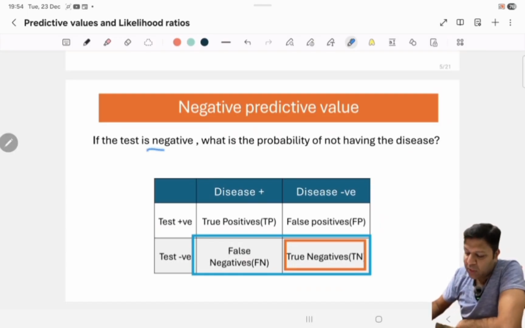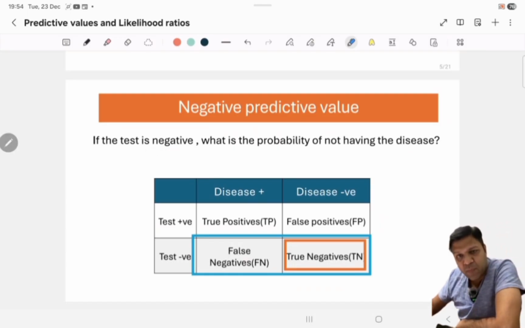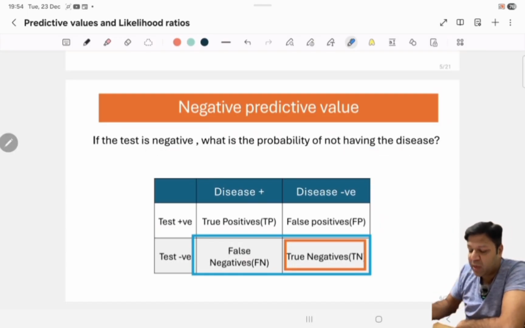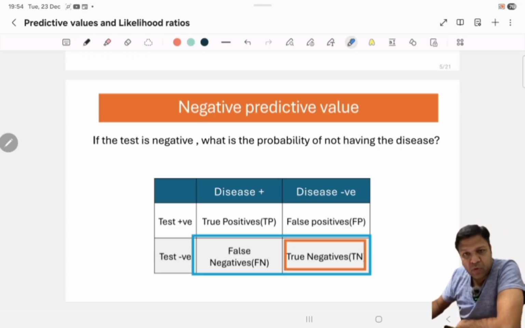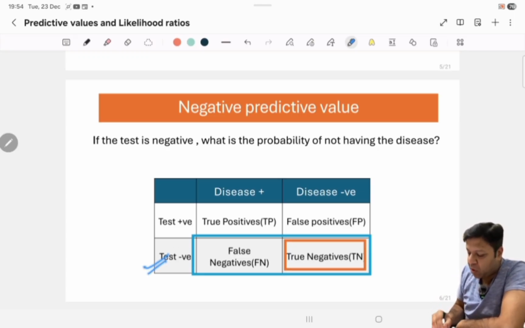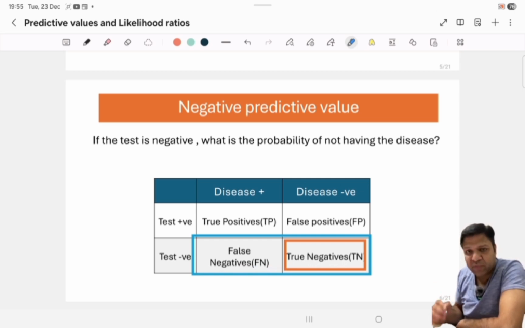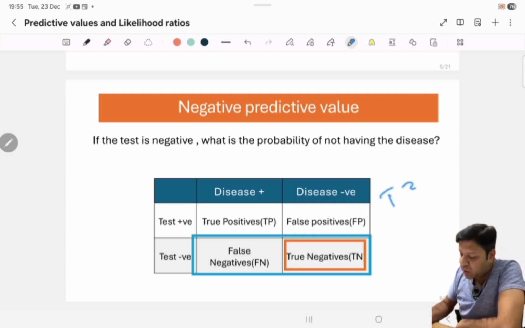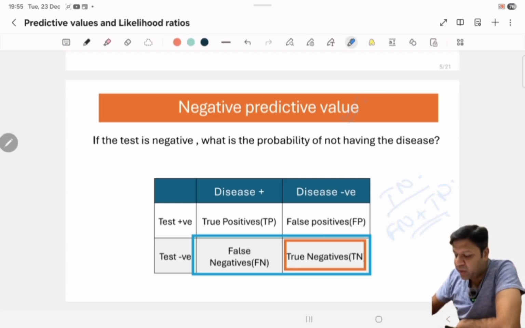Negative predictive value is, if the test is negative, what is the probability of not having the disease in this particular patient? So how do we calculate it? We will take as denominator all the test negative patients, this particular cohort of patients, and we will see how many actually don't have the disease. So the numerator will be true negatives, the patients who actually don't have the disease, divided by false negatives plus true negatives. This is the negative predictive value.